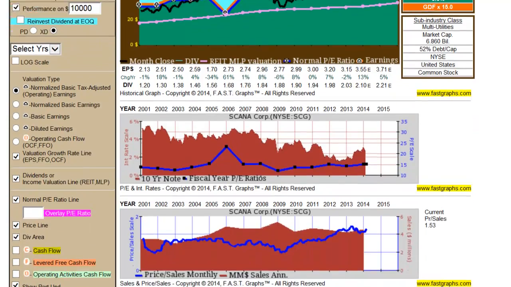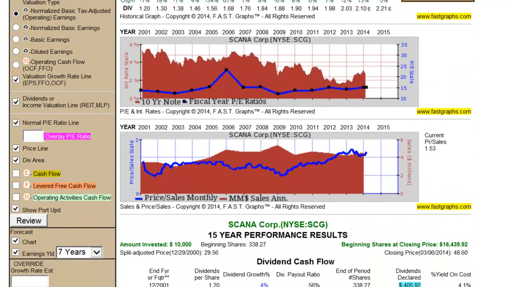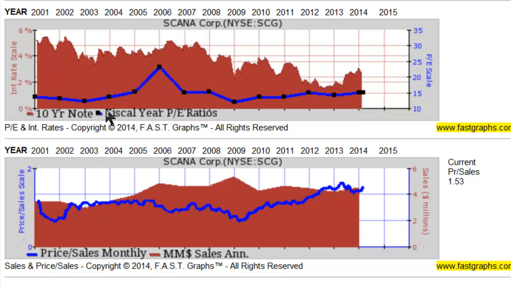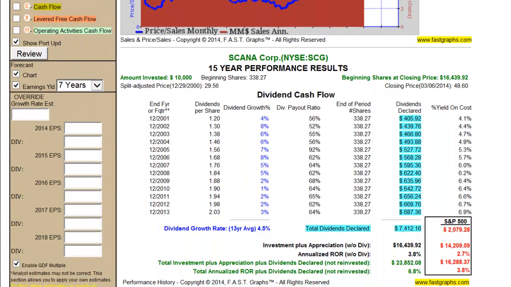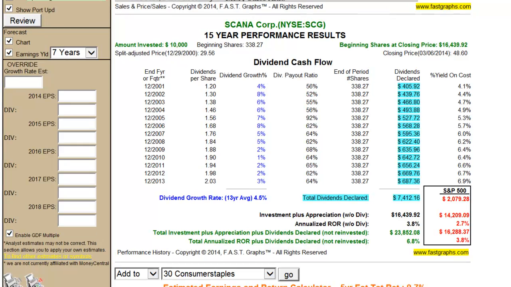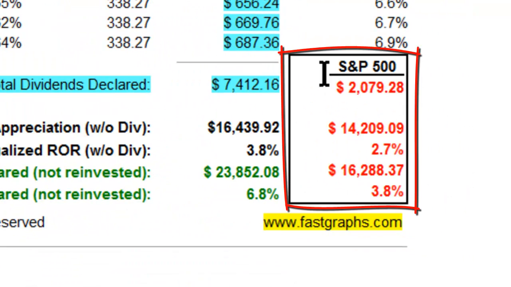Just below the main historical F.A.S.T graphs are two additional graphs which are only available to premium subscribers, that each represent two important fundamental valuation considerations. The top graph shows year-end price-earnings ratios overlaid with historical interest rates, and the bottom graph shows price to sales. Then just below these two graphs is the historical performance results associated with the main historical F.A.S.T graph drawn above. Performance results are automatically compared to the S&P 500.